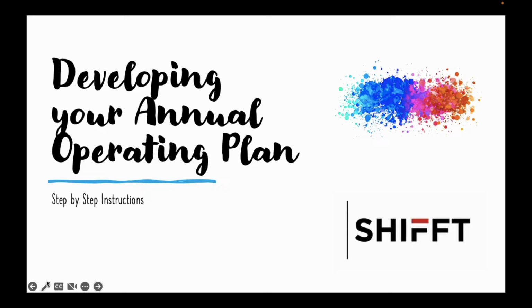So the annual operating plan, or AOP, is a simple planning tool that allows us to cascade our strategic plan, we'll talk about this in a second, back to what are we going to do in the next year. And here's some step-by-step instructions to work you through the process.